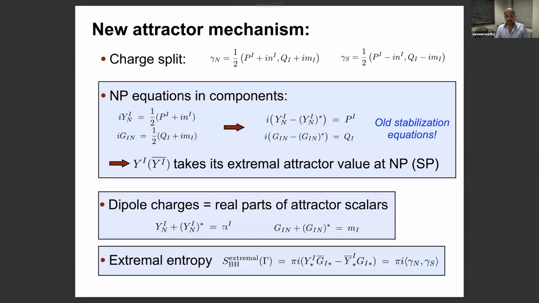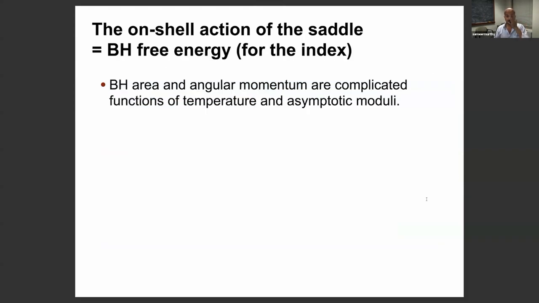And for the extremal entropy, you can use this formula for the scalars. If you just use these attractor equations and plug them into this formula, you find that the extremal entropy has this very elegant form. It's just the inner product between the charge at the North Pole and that at the South. Very good. This is the last slide.